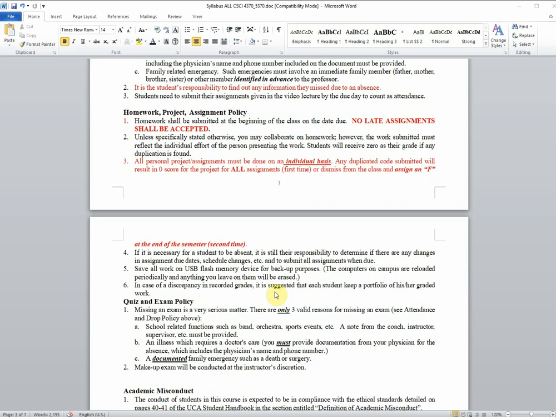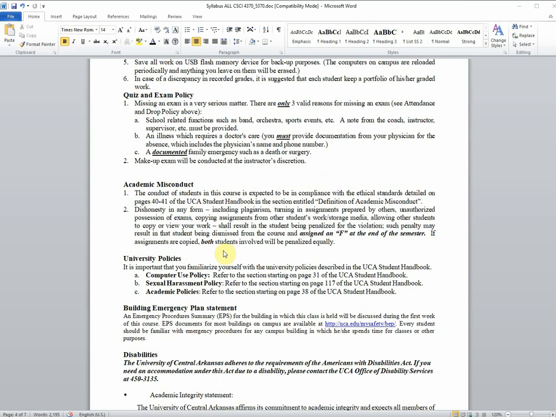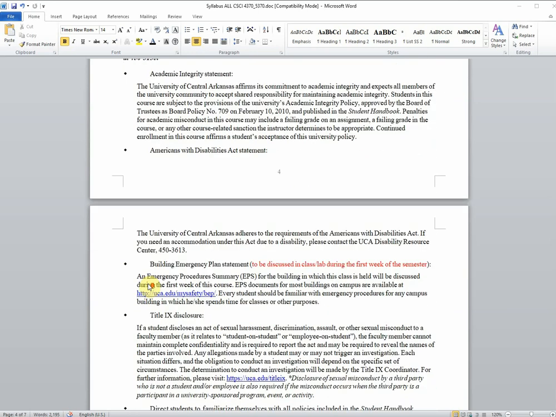And it's going to be the same thing for the exam as well, since the exam is going to be a take-home exam. It is take-home because I trust you guys, and you need to do your own part of the work. The rest of it is pretty straightforward, and there are some materials that are required by UCA to put in over there, including academic misconduct, university policies, building emergency plan, disabilities, etc.